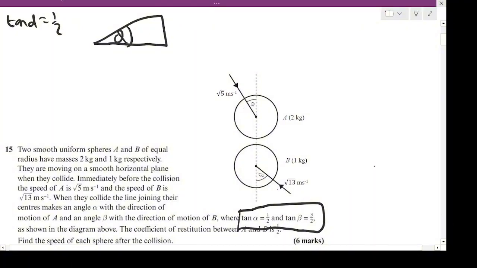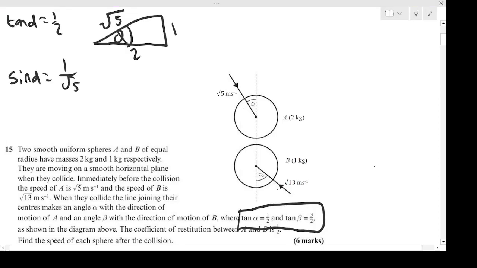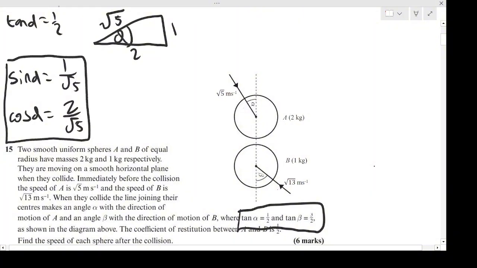Now, remember, due to SOHCAHTOA, tan is opposite over adjacent. So, the opposite length must be 1 and the adjacent must be 2. So, the hypotenuse is going to be root 5. Okay, because 2 squared and 1 squared is 5, then you root it. Therefore, we can obtain sine alpha, which is opposite over hypotenuse, so 1 over root 5. And cos alpha is going to be adjacent over hypotenuse. And there we are, we've got sine and cos alpha like that.